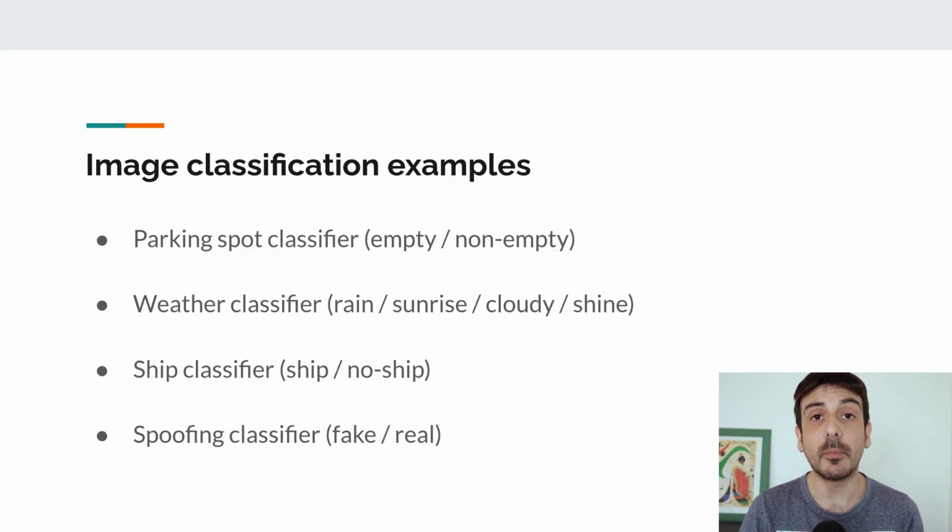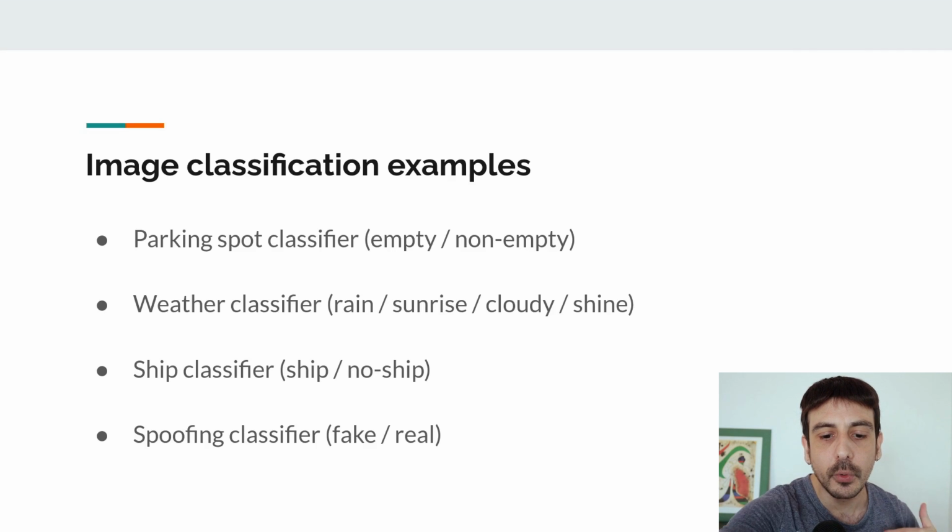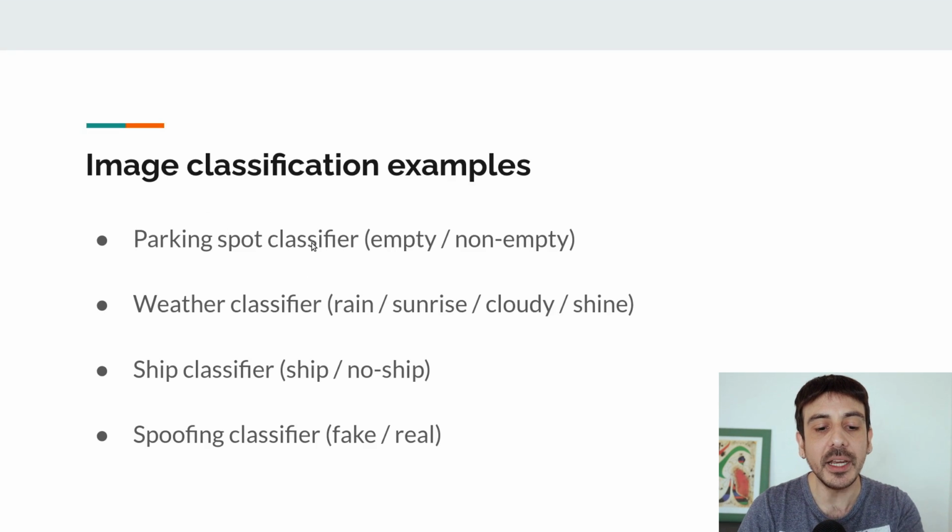And these are some examples we covered in my previous tutorials in this YouTube channel, and these are some examples we will be covering through this course. So the first one is a parking spot classifier, and this is a classifier which takes an image of a parking spot and it classifies this image into one of these two categories.